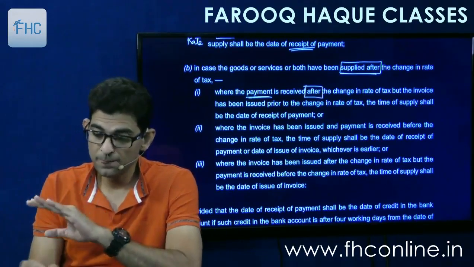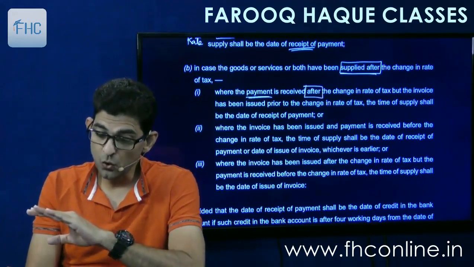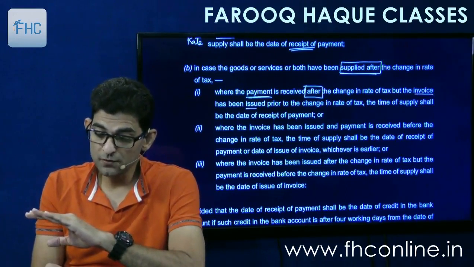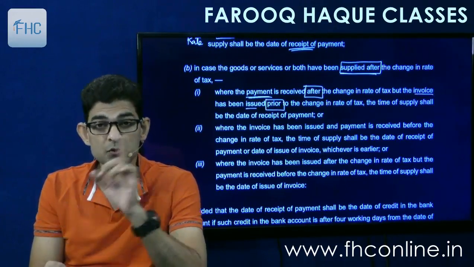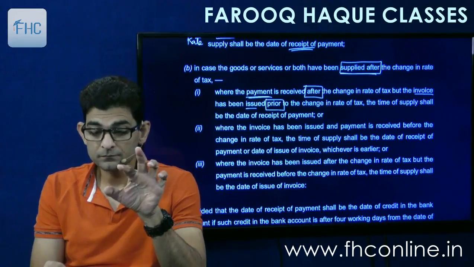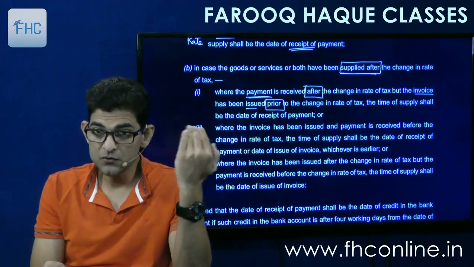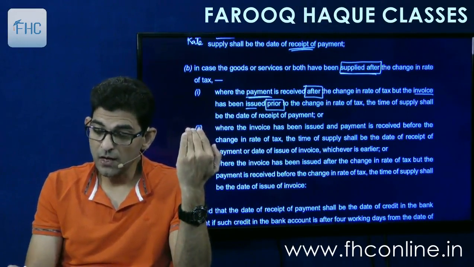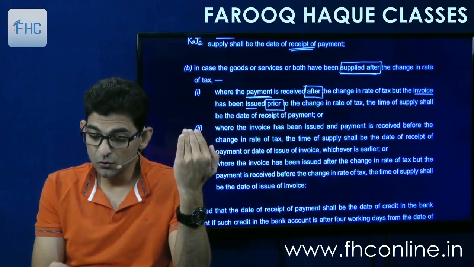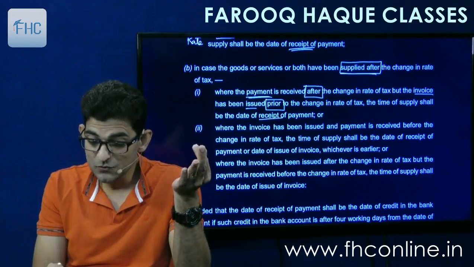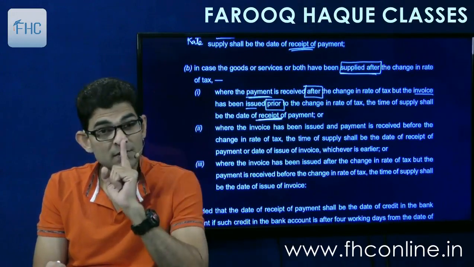So receipt is after, but the invoice has been issued prior. Invoice is prior. So one is after, one is prior. Payment is after, but invoice is prior to the change. The time of supply shall be the date of receipt. So date of receipt means whichever is earlier or whichever is later?